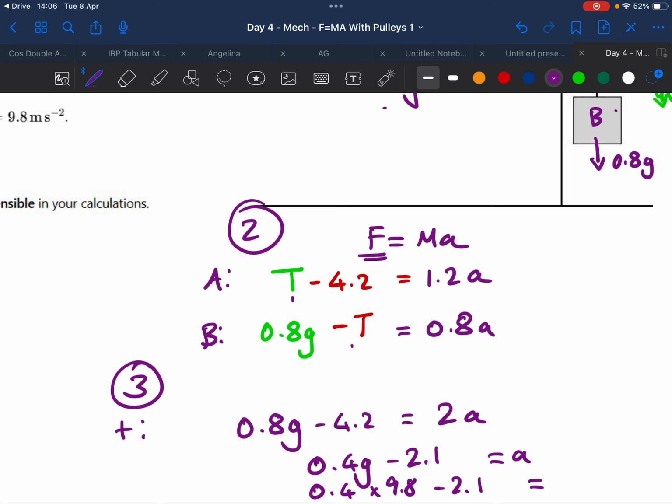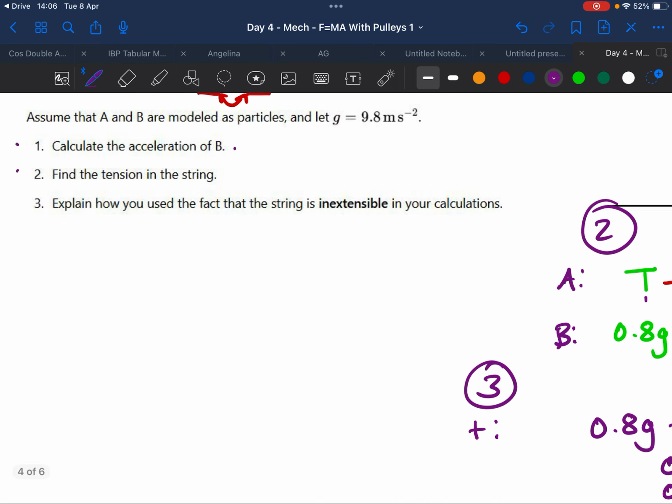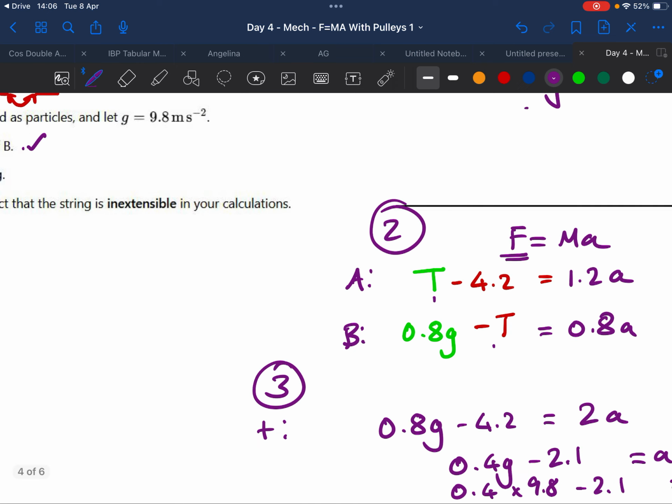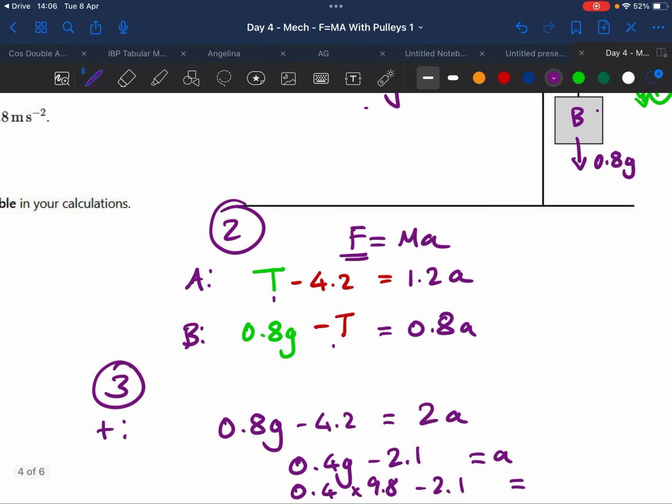And how about where the question goes next? For the next one, they'll talk about find the tension in the string. So if you look at the information there on the screen, that should give you some idea of where we're going to be going with it. So let's just work that out now. 0.4 times 9.8 is 3.92. So 3.92 minus 2.1 is 1.82.